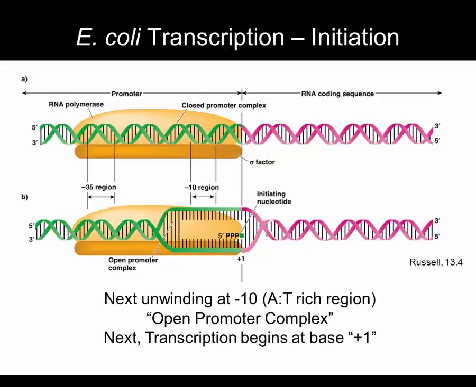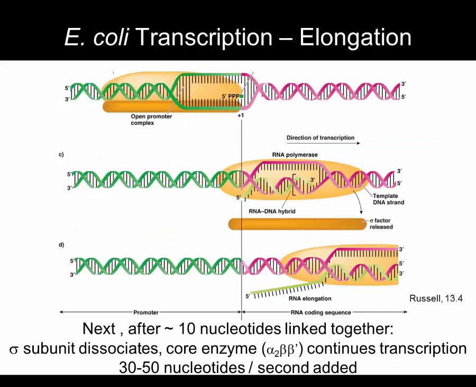Transcription begins when the polymerase starts adding RNA nucleotides from the +1 position. Now we are on to elongation. RNA polymerase extends the RNA chain in the 5' to 3' direction, just as we talked about earlier. After about 10 nucleotides, the sigma factor falls off. Its role in initiation is done, and only the core enzyme is needed past here. The new chain is extended at a rate of about 30 to 50 nucleotides per second.